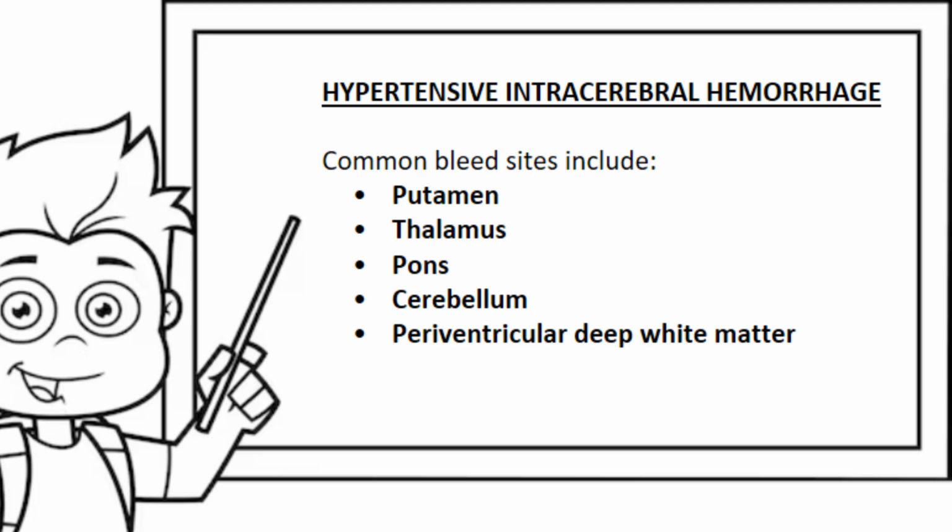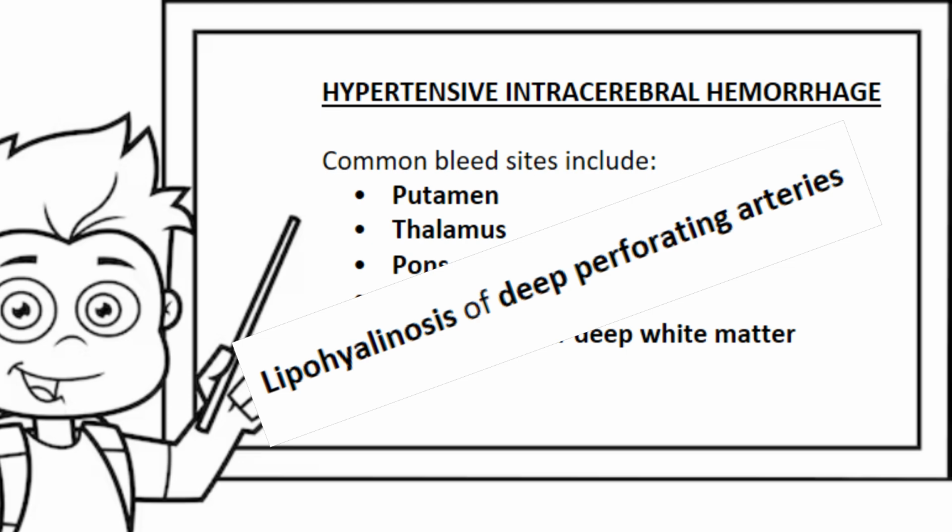The common sites of the bleed include 1. The putamen, which we have in our case, 2. The thalamus, 3. The pons, 4. The cerebellum, and 5. The periventricular deep white matter. What is the underlying pathophysiology? Did you say lipohyalinosis? If you said that, you are absolutely right. Lipohyalinosis of deep perforating arteries caused by long-standing high blood pressure plays a very huge role. These fragile vessels can rupture, especially during blood pressure spikes.